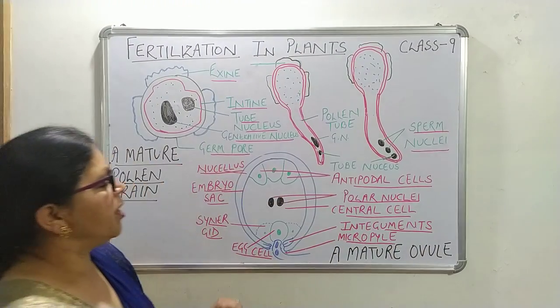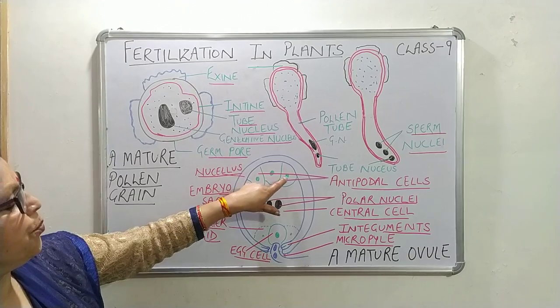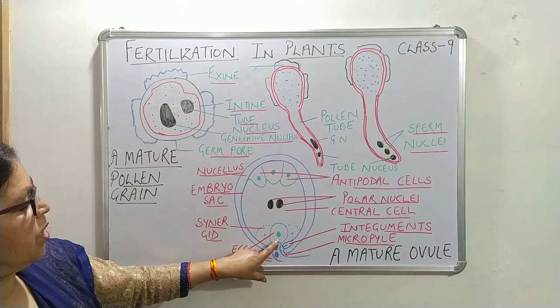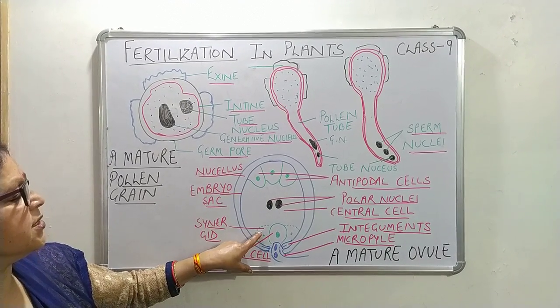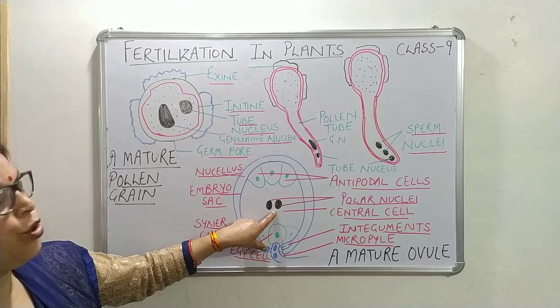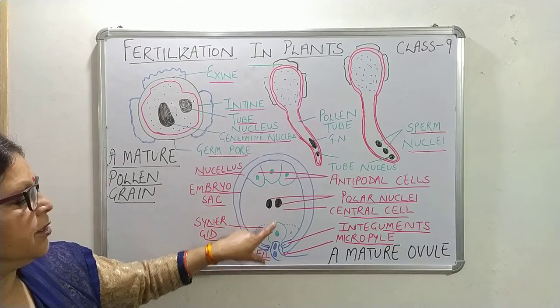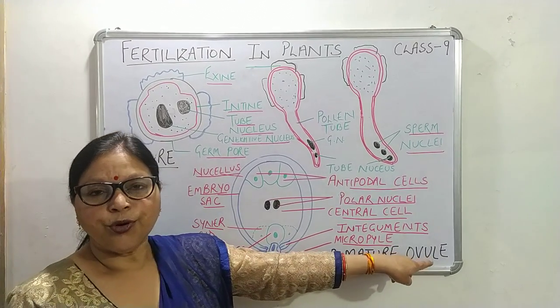So, in all, there are 7 cells: 3 antipodal cells, 1 egg cell, 2 synergids, and the central cell with 2 polar nuclei. This is all about a mature ovule.